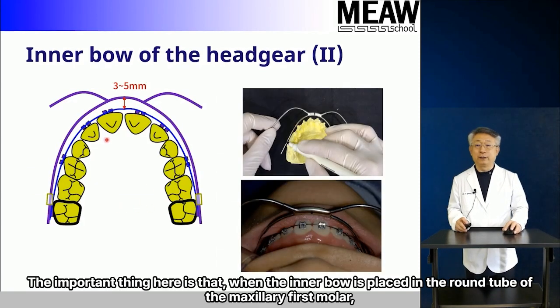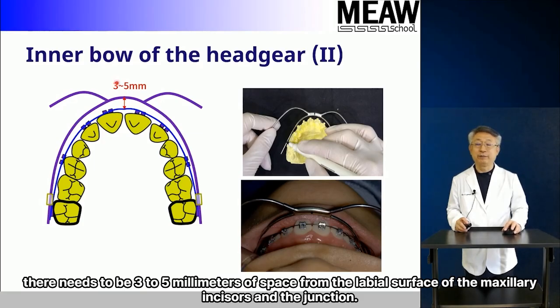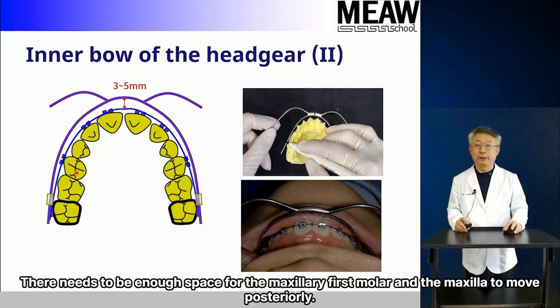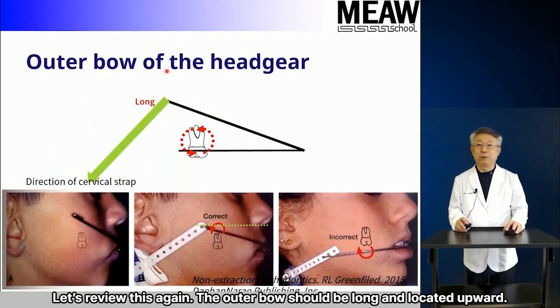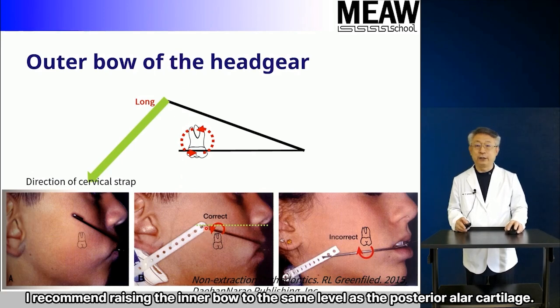The important thing here is that when the inner bow is placed in the round tube of the maxillary first molar, there needs to be 3 to 5 millimeters of space from the labial surface of the maxillary incisors and the junction. There needs to be enough space for the maxillary first molar and the maxilla to move posteriorly. Let's review this again. The outer bow should be long and located upward. I recommend raising the inner bow to the same level as the posterior alar cartilage.